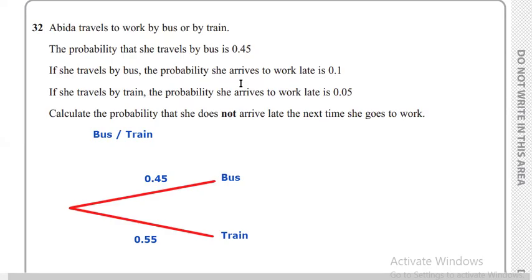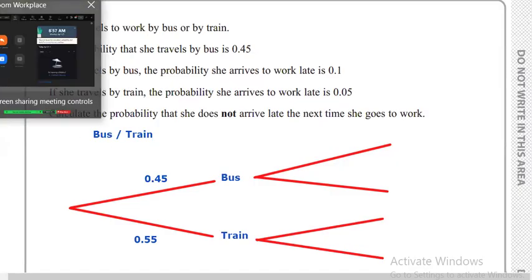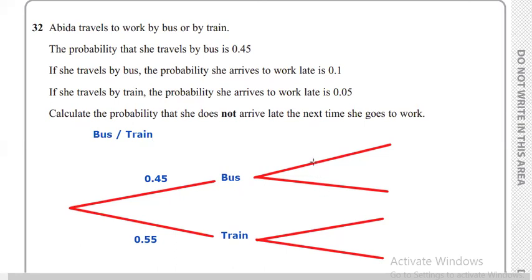Now, we're going to talk about the probabilities of being late or not late. We will give first the bus probabilities. So we make it like this and like this. If she travels by bus, we will have a late and not late option. Same idea with train. If she travels by train, we will have a late and not late option or event probability. And as we said, each one will equal 1. So this and this equal 1, this and this equal 1, this and this equal 1.